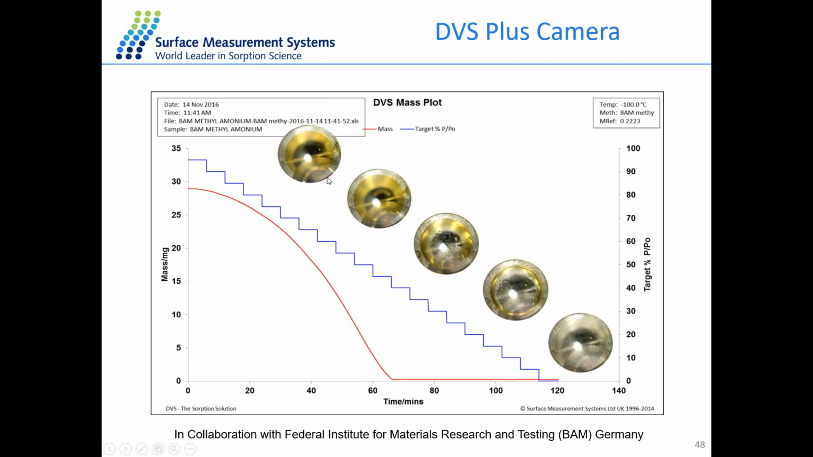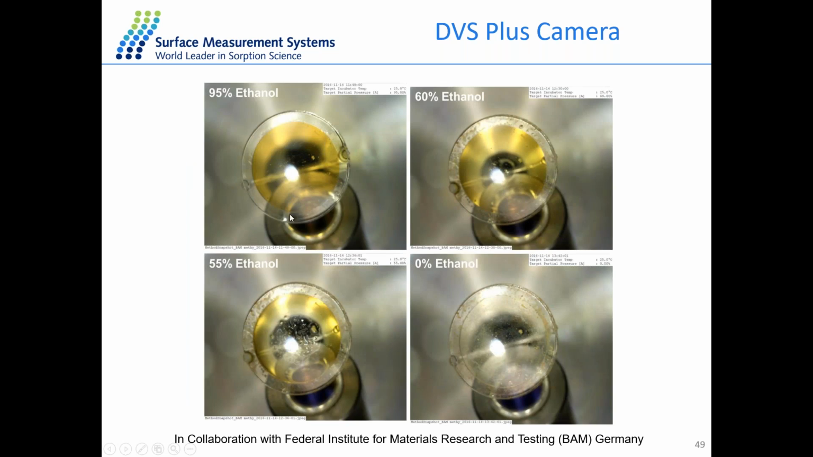So we start from a solution of ethanol, and what we do is we progressively dry the sample, and we can follow the mass loss in DVS and with the camera. And you can see the Raman probe right at the top of the pan. Specifically, right here, you will see the pan, and you can see the camera collecting the data, but also you can see the Raman probe at the top.